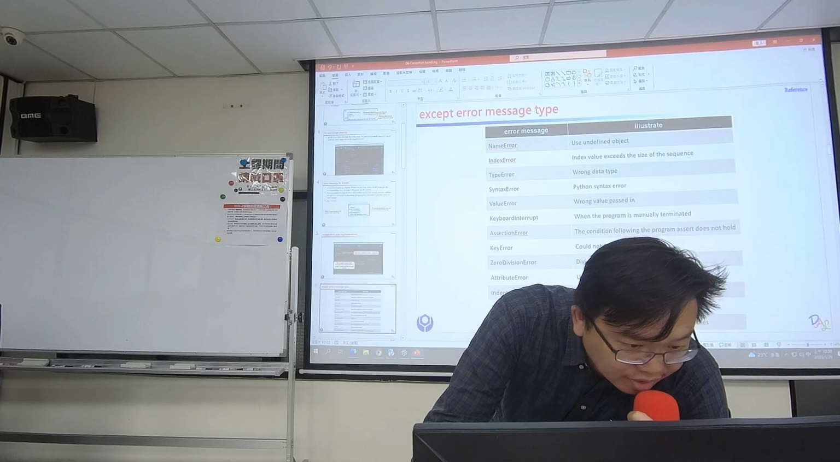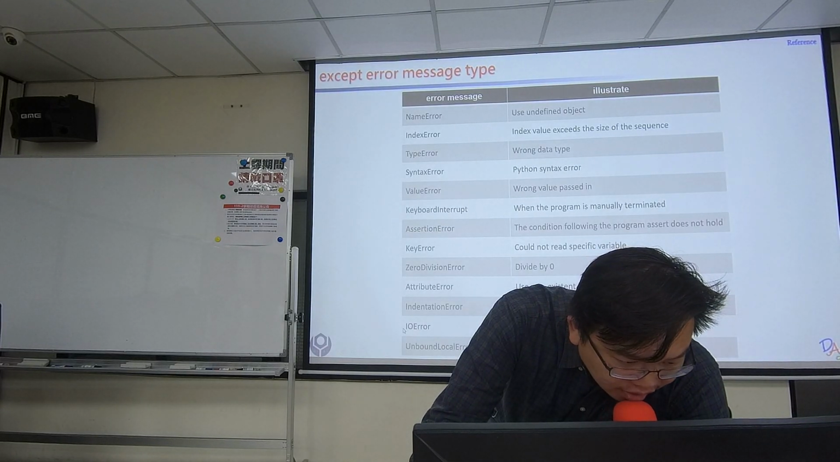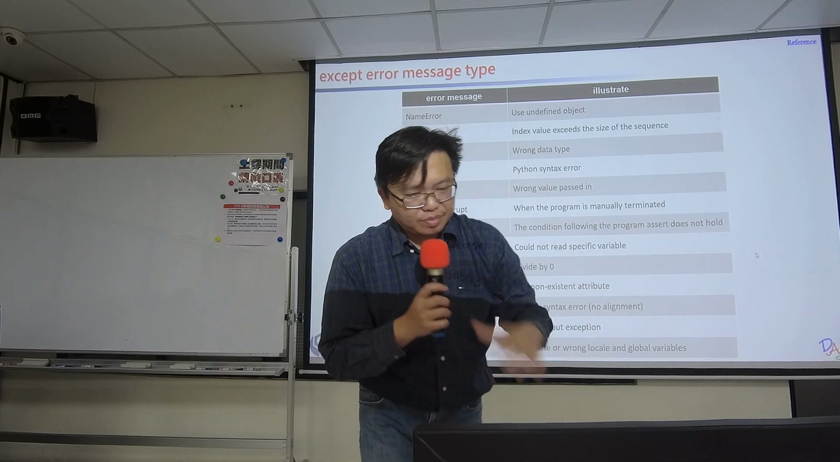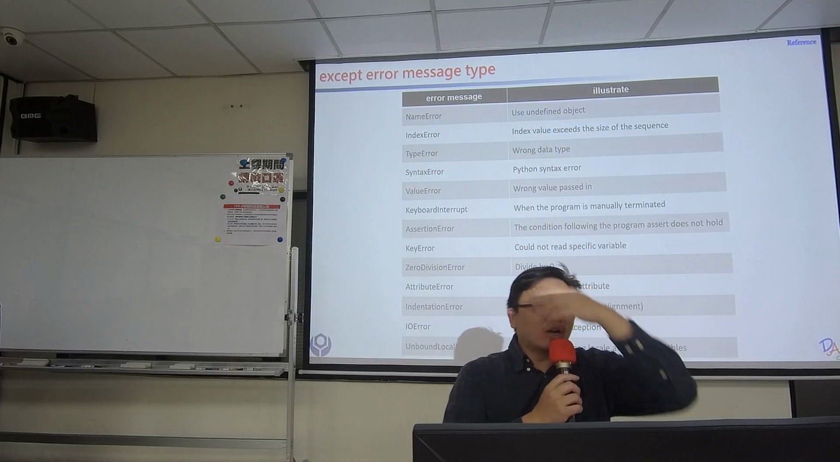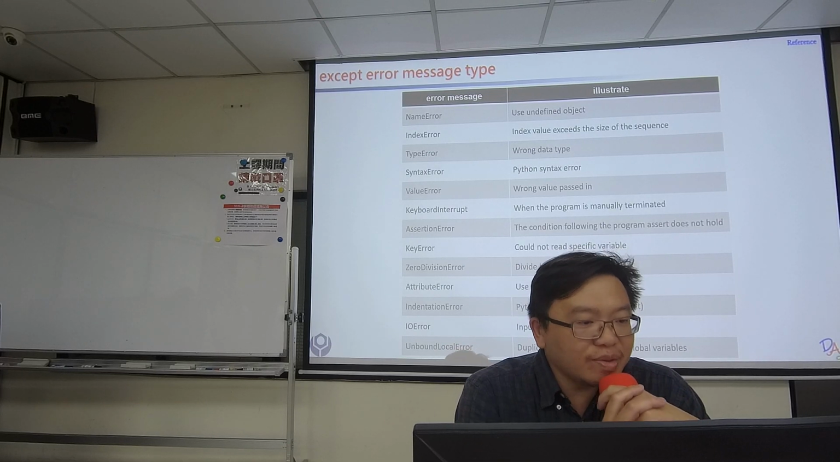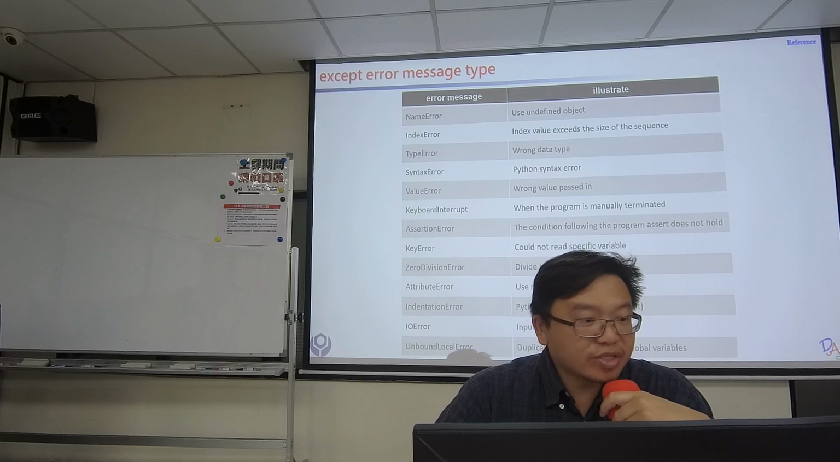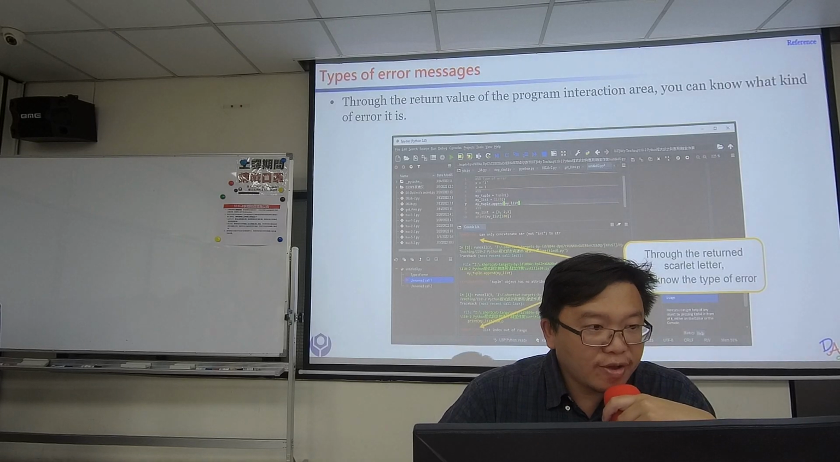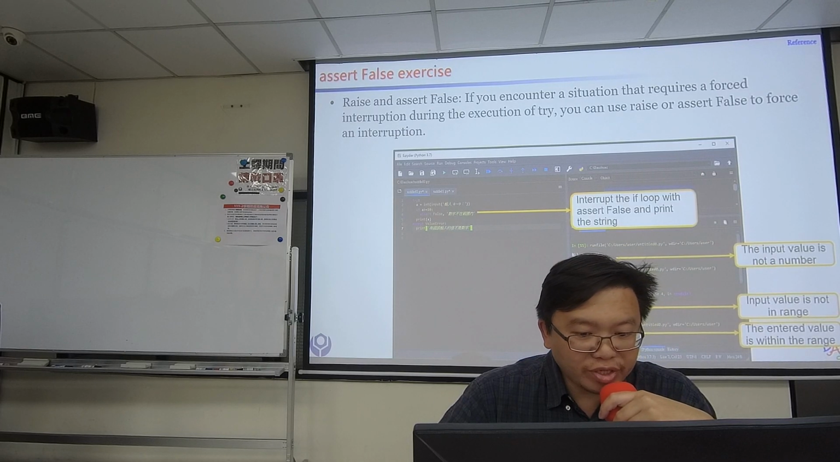Okay, what's next one? I/O error, unbound local error. I think they are not very common at this point. Okay, so now we understand there are many different error types, and we can write codes with different types of errors. So we already go through this.